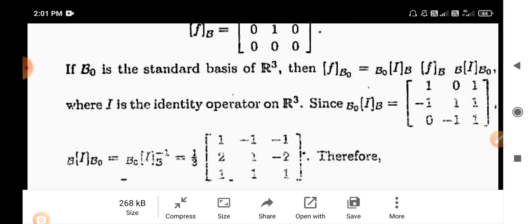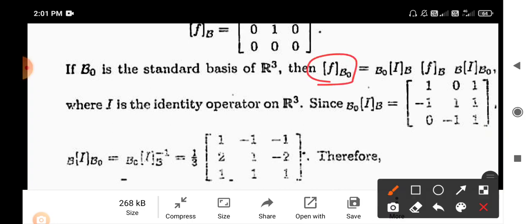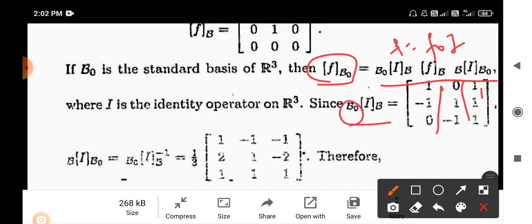Here it is clearly defined, the relationship between the matrices of representation. If B naught is the standard basis of R3, then the matrix of representation corresponding to B naught, again we can write down as a formula. In terms of B naught, F can be written as F composite I, then it can be written as the matrix of B naught, I, B, times B, F, B, times B, I, B naught. So I is the identity operator on R3. So taking one element in B, it can be written as a linear combination of elements of B naught. This is the first column, second column, third column.